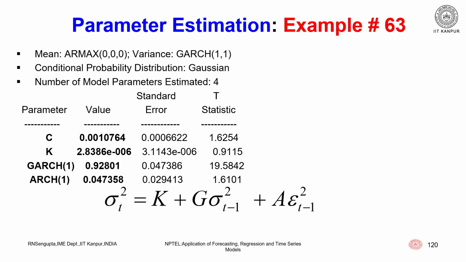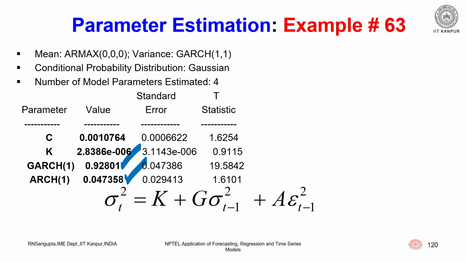So, consider another example. We are taking the GARCH(1,1) model with ARMAX conditional probability distribution taken as Gaussian, and the number of model parameters is taken as 4, and based on that we generate it. The error terms are very significant, and one error term is about 66 into 10 to the power minus 5, and the GARCH(1) and the ARCH(1) parameters are coming as 0.92801 and 0.047, with errors for both of them being respectively 0.047 and 0.029.